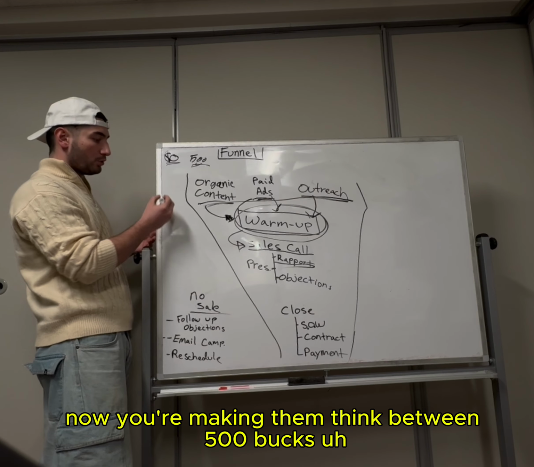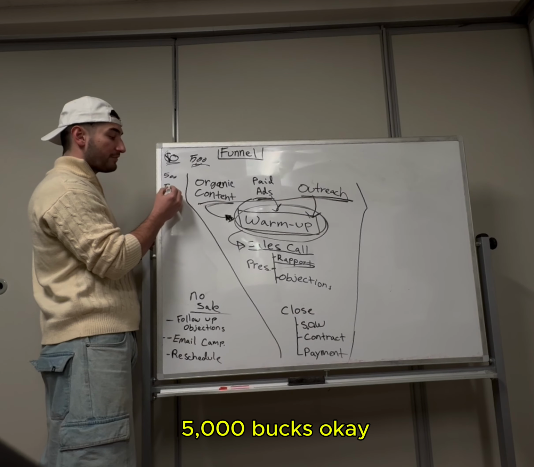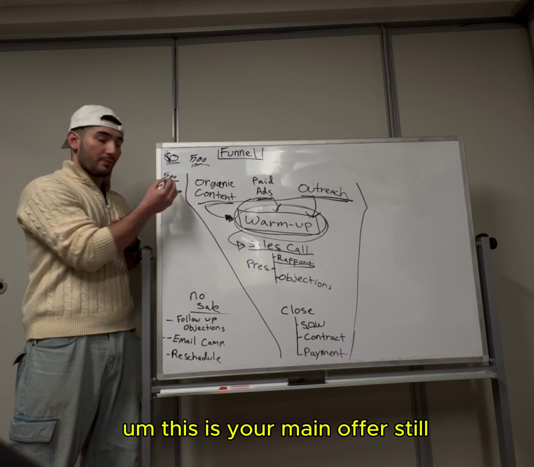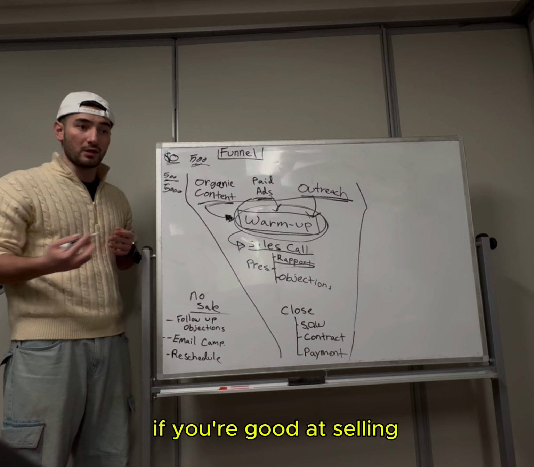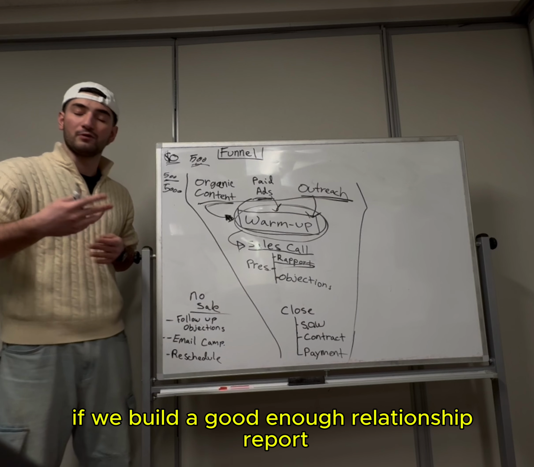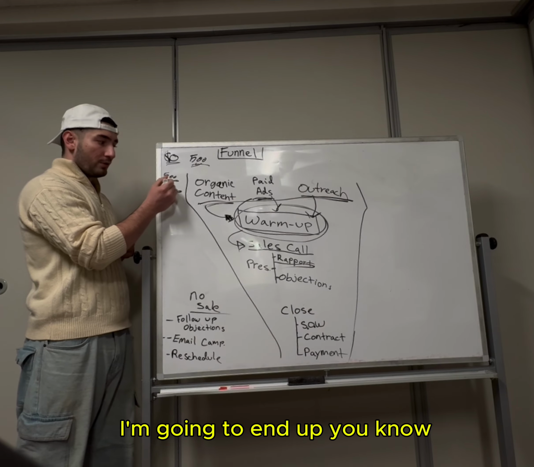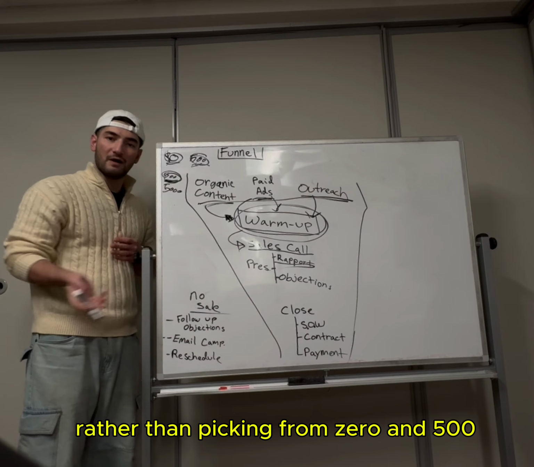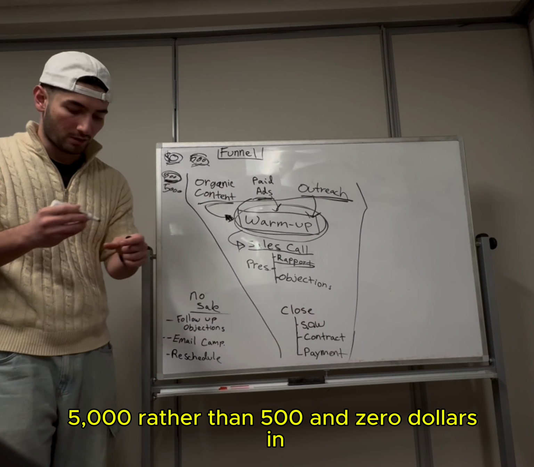Now you're making them think between $500 and $5,000, okay? And if you give me these two options, this is still your main offer, but I'm going to be like, shit, let me try the cheaper version first. If you're good at selling, you can handle the objections, and we built a good enough relationship and rapport, I'm going to end up picking one of these two offers rather than picking from $0 and $500. Now you've got me thinking between $500 and $5,000 rather than $500 and $0.